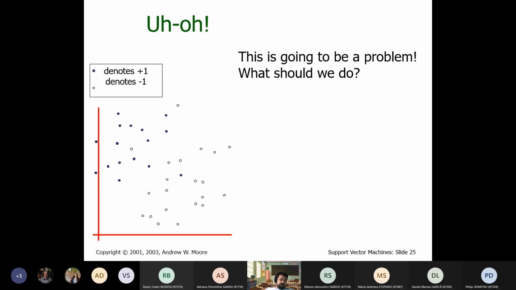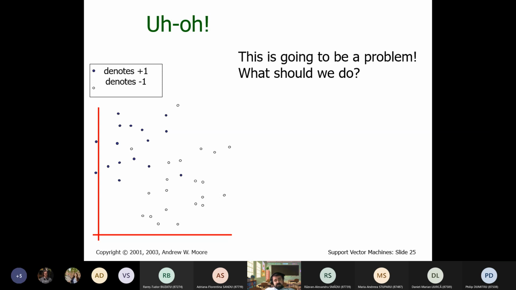And to solve it, we need some equalities. These equalities are introduced by the introduction of Lagrange multipliers, and based on those equalities, the problem is solvable. However, it's solvable only if the data is linearly classifiable. Most of the time, the data is not linearly classifiable.